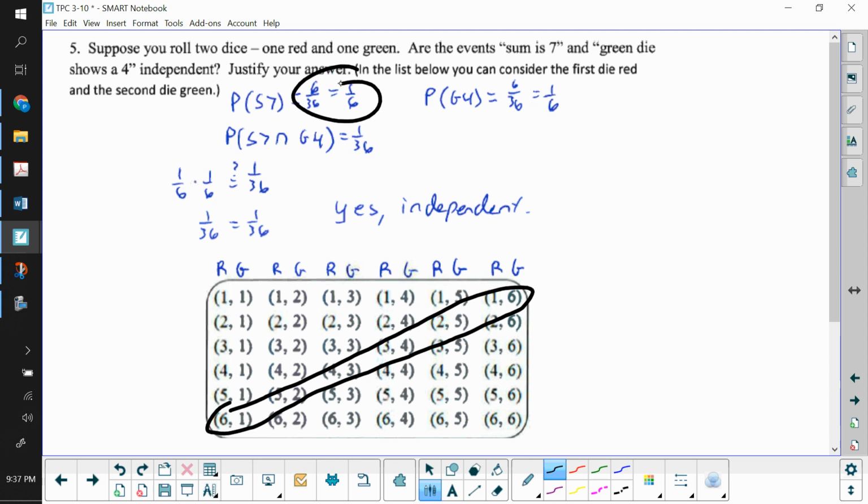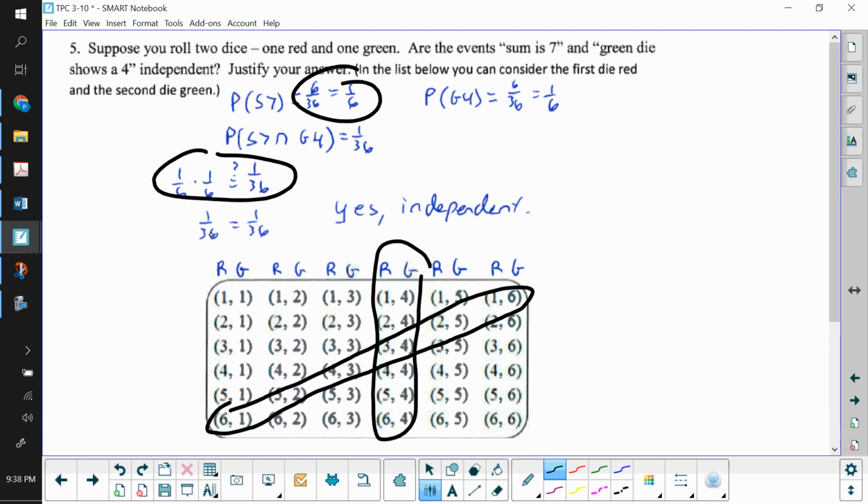Then green die shows a 4. Well, I let the second one be the green die. That's these. That's 6 out of 36. And then the ones that are in both are just 1 out of 36. So when we do our independence formula, the individual ones multiplied does equal the and, so this one is independent.